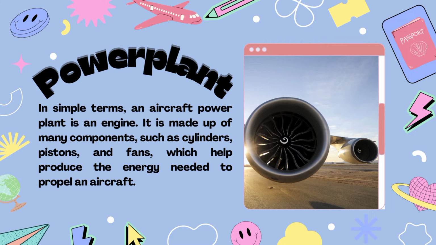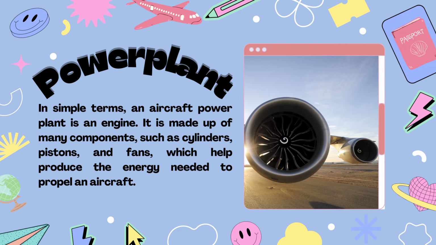The 4th major component of an aircraft is the power plant. In simple terms, an aircraft power plant is an engine. It is made up of many components such as cylinders, pistons, and fans which help produce the energy needed to propel an aircraft. These aircraft engine parts work together to generate an aircraft's power or thrust.